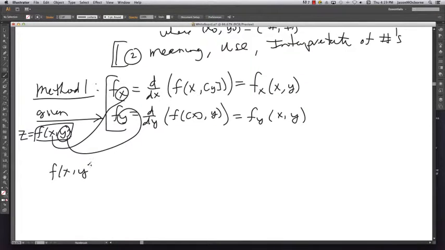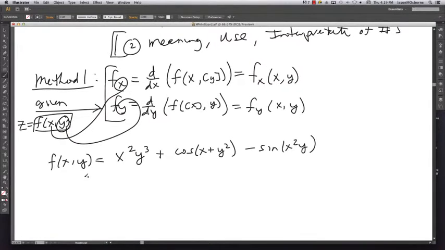You should probably try, for example, now let's say I give you the function f of x and y is x squared y cubed plus cosine of x plus y squared minus sine of x squared y. This would be a good example to test to see whether or not you can compute f sub x and f sub y.